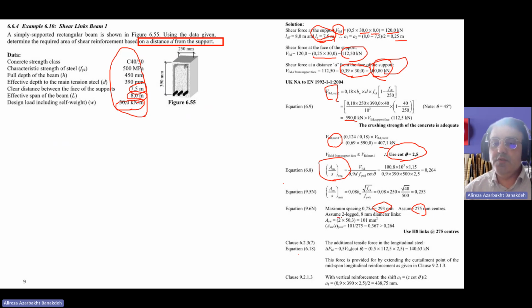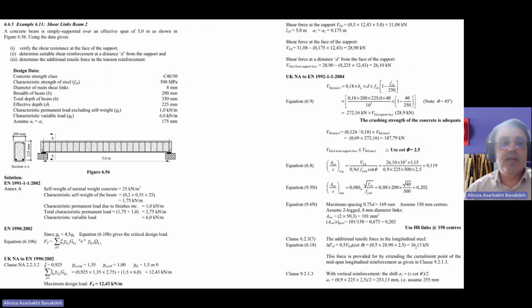So assume two-legged 8 millimeter diameter link. It means that when we have a shear force, we have two legs, 1, 2. So that's why we are multiplying the area by 2. And so we are using reinforcement number 8 for every 275 millimeter. So this is the shear design for this section.